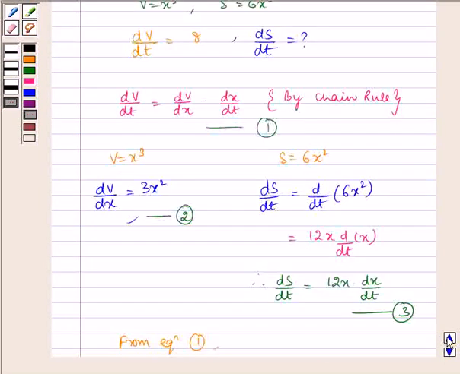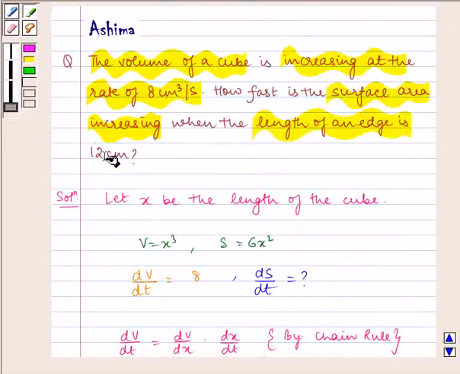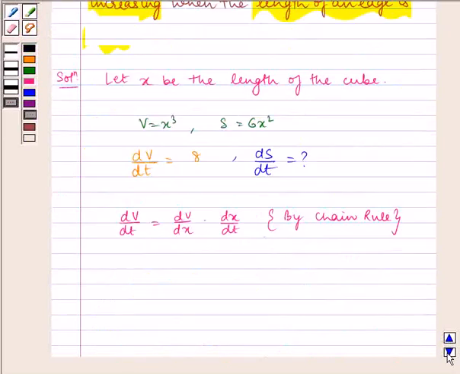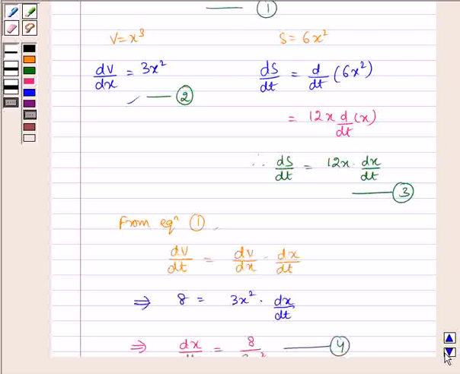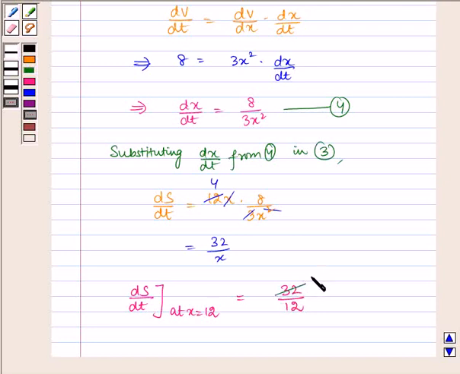And we have to find the surface area increasing when the length of the edge is 12 cm. Therefore, dS by dt at x is equal to 12 is equal to 32 divided by 12. This gets cancelled by 4, 8s are 32 and 4 3s are 12, so it is equal to 8 by 3 centimeter square per second.